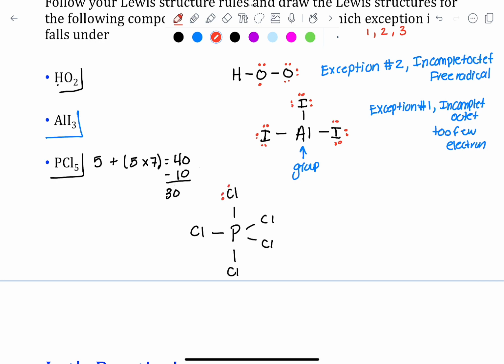So that's 1, 2, 3, up to 30. I used up all 30 to complete my octets. I already had more than an octet on my phosphorus, so I don't need to worry about that one. So this would be exception number 3, an expanded octet.